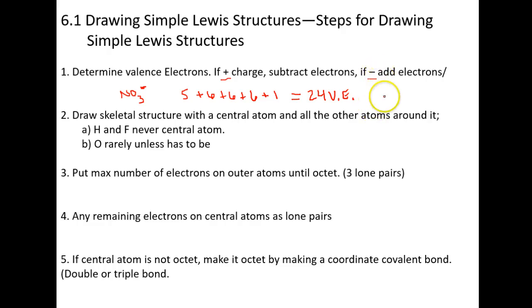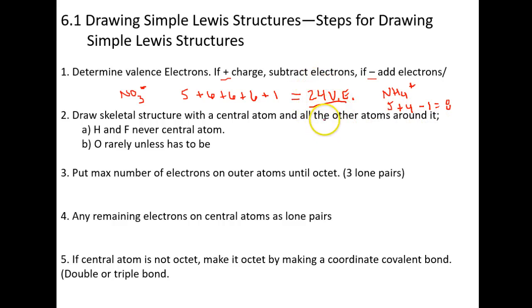All right, let's say we have an NH4 plus 1 charge. Nitrogen has 5. Hydrogen is 1, but I have 4 of them, so that's 4. And since I have a plus 1, I'm going to subtract 1. So this will have 8 valence electrons. Okay, that's all you need to do for step 1. This number becomes important because once you start putting your structure together, my final structure must have 24 valence electrons.